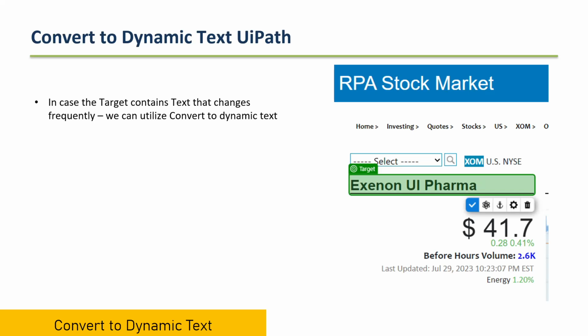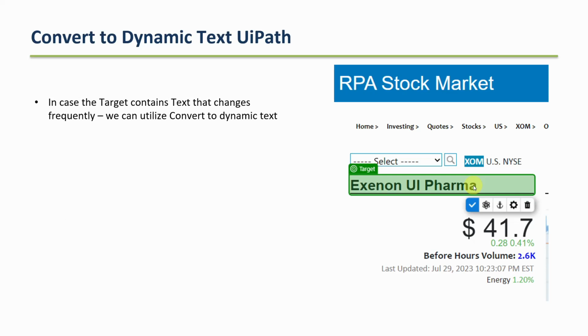Whenever we are working with UiPath and the text is changing frequently, we can utilize something which is called dynamic text. Now what exactly does dynamic text mean? As you can see on the right hand side, I have a screenshot of an RPA stock market screen, where whatever the user selects from the drop down, the same stocks are listed here. Someday it can be this stock, Exxon, UI Pharma, someday it can be a different stock. For a different user, the stock would be different, right?